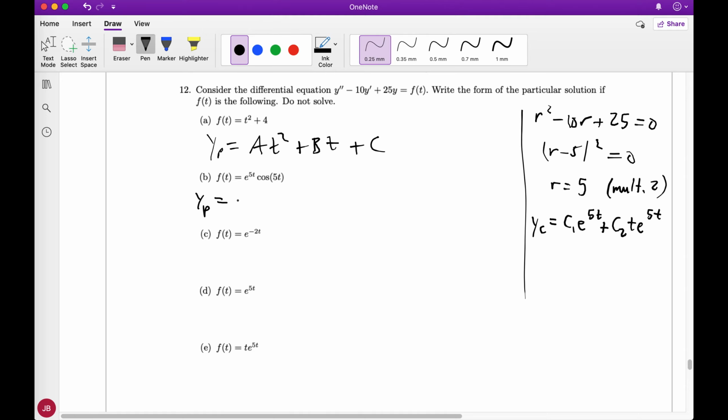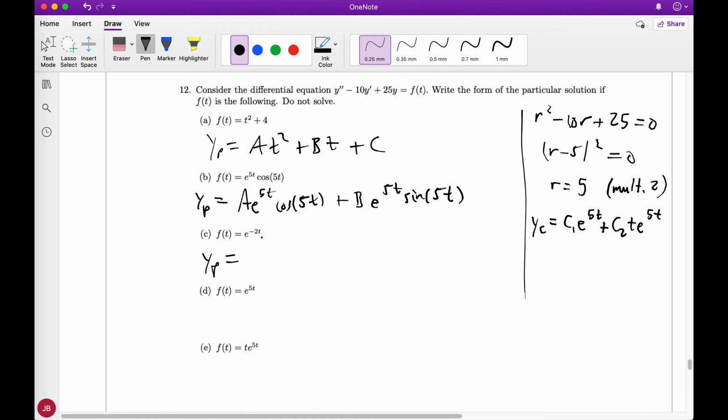We come down here. We have an e to the alpha t cos beta t, right? So if you go back and look at the chart, I'm not going to, that's too much scrolling. What you'll see is that you're going to need an a e to the 5t cos 5t plus b e to the 5t sine 5t. And once again, compare with yc, is anything being reused? Well, we do have e to the 5t's, but these don't have sines and cosines, whereas these do, right? So nothing is being reused, and I think we're all good.